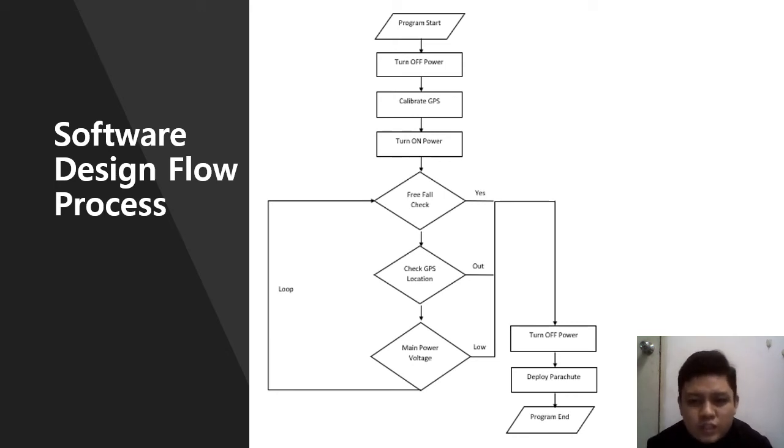For the free fall check, when free fall is achieved, the power will be turned off and the parachute will be deployed. Next, for the GPS location, when the drone flies out of the GPS location, the power will be turned off and the parachute deployed. And last, for the main power voltage, when the system detects the voltage is reduced, the power will be turned off and the parachute deployed.